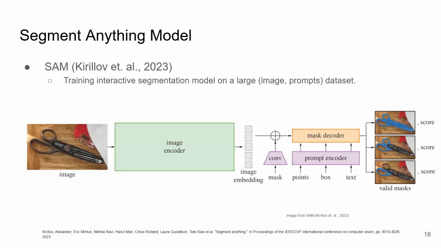The final step is another very popular line of work called the Segment Anything Model. What it does is you have an image and you have a user to click.